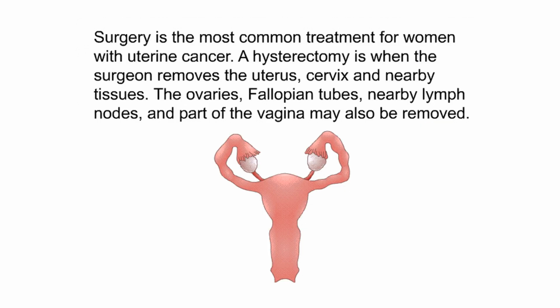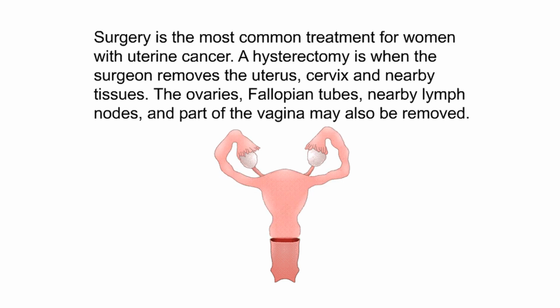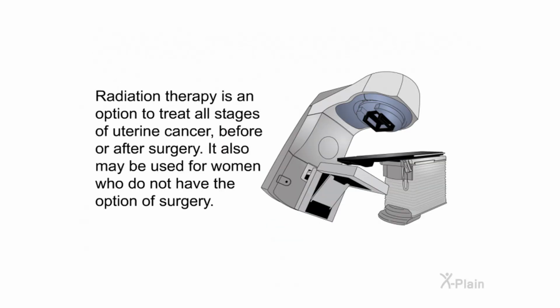Surgery is the most common treatment for women with uterine cancer. A hysterectomy is when the surgeon removes the uterus, cervix, and nearby tissues. The ovaries, fallopian tubes, nearby lymph nodes, and part of the vagina may also be removed. Radiation therapy is an option to treat all stages of uterine cancer before or after surgery. It also may be used for women who do not have the option of surgery.